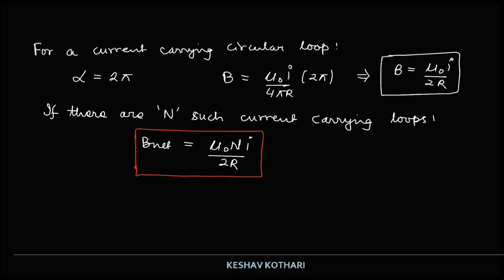So in the next derivation we are moving ahead to the calculation of magnetic field at a point on the axis of the circular current loop. So we are saying magnetic field on the axis of a circular current loop.